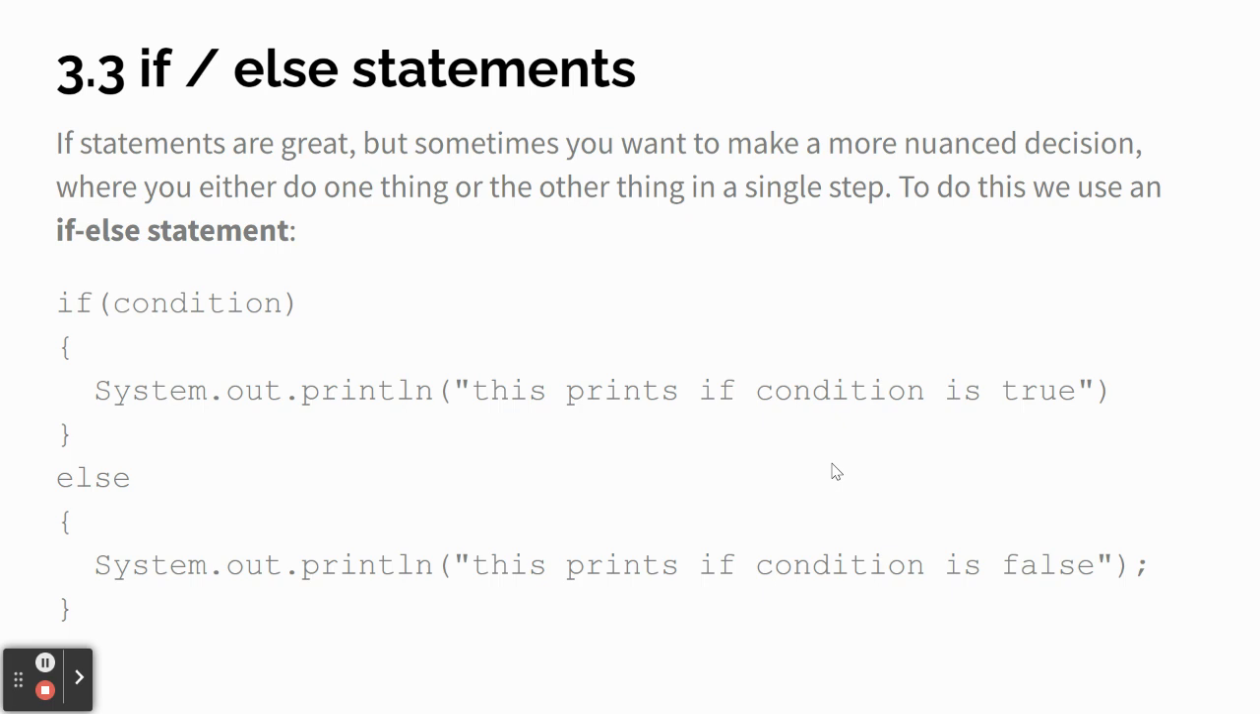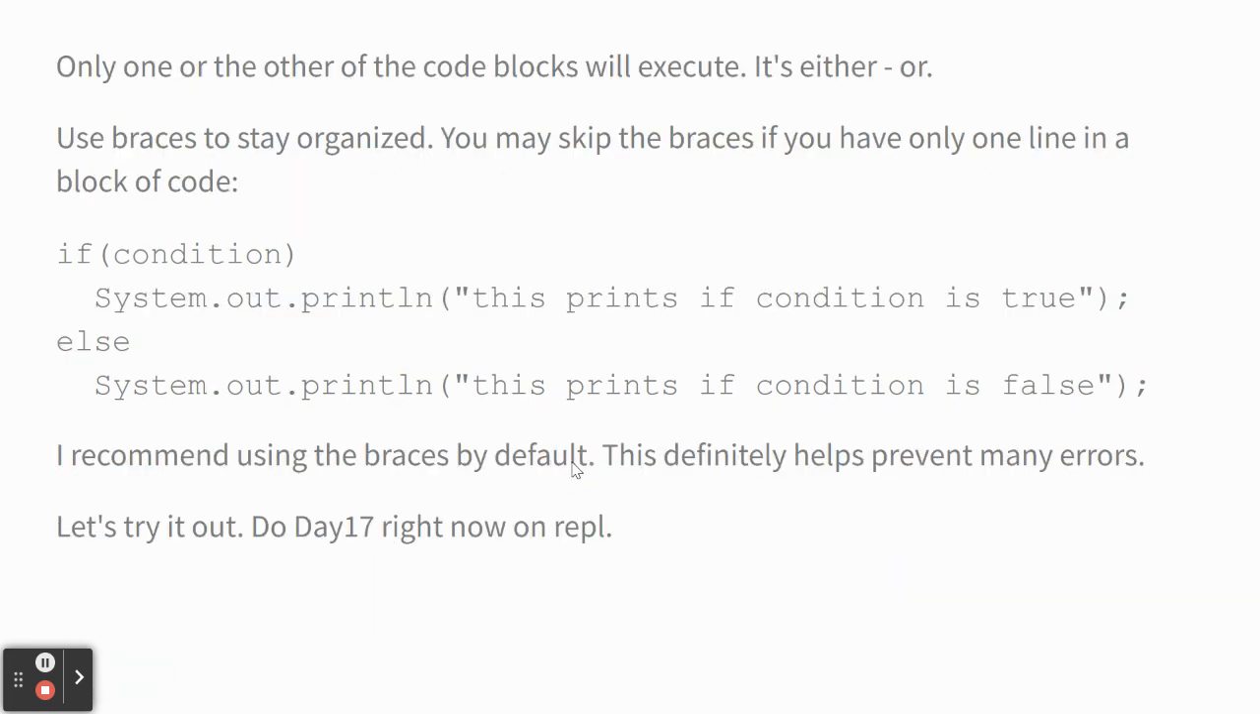So it looks like this. If some condition, print that thing, else the other thing. So one or the other of these two things will definitely happen. There's no wondering if a third thing will happen, or if nothing will happen. And the else doesn't have a condition on it. See how it's just the word else. It's either or, one or the other will execute.